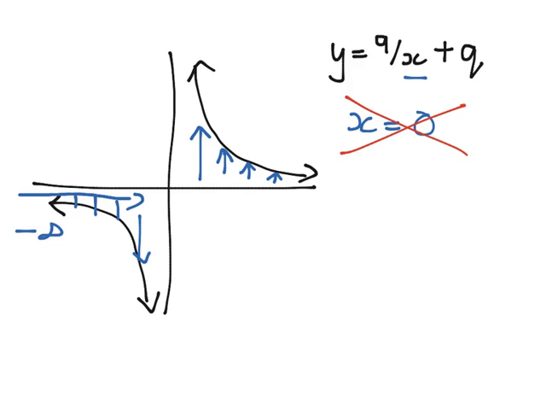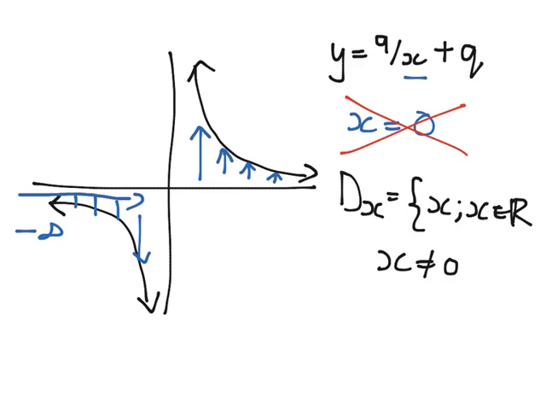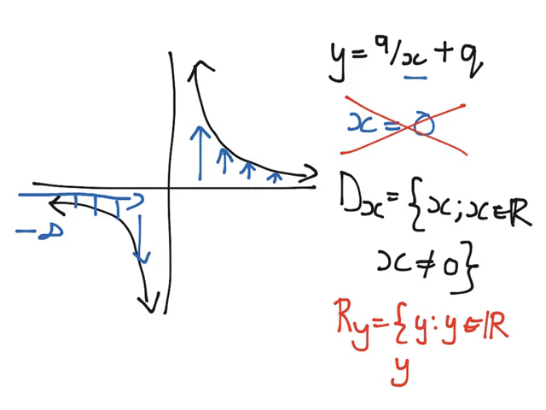We can't do that. So in this case, for this hyperbola, the domain is again x element of the real numbers, but x not equal to 0. And the range is exactly the same. So it's y values, y element of the real numbers, but y never equal to 0.